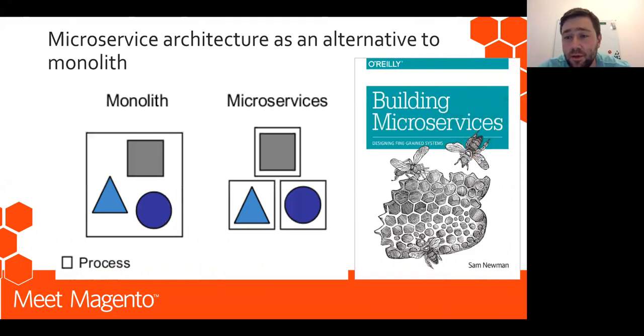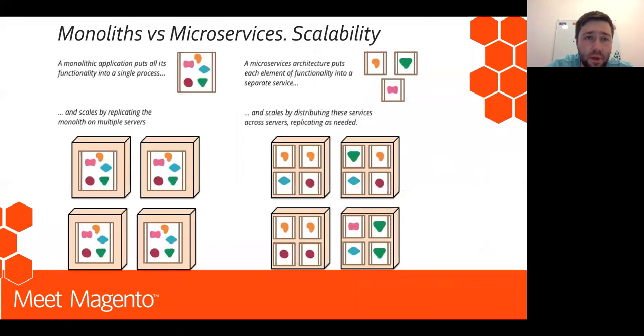So here is a book which I really recommend you read if you want to make a deep dive into microservice architecture and how to build it properly. If we're talking about monolith and microservices, especially from the scalability standpoint, you can see that, for example, Magento 1 can be scaled just by replicating the whole box with Magento 1.